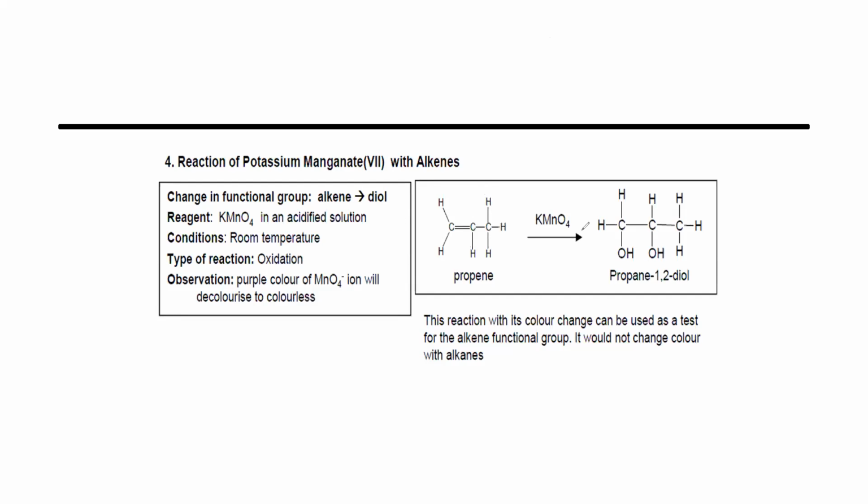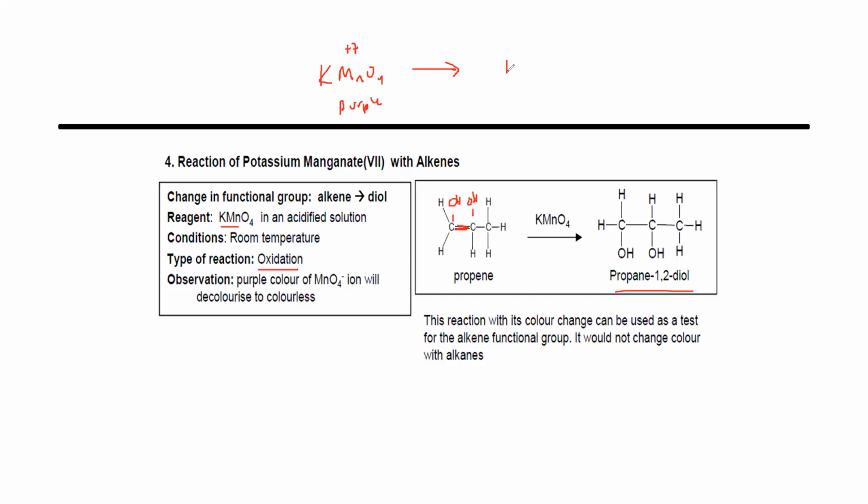So the 2 hydrogens are already there, the double bond will break and OH is added to the 2 carbons. So it will result in the formation of a diol. This reaction with acidified potassium manganate 7 can occur at room temperature, and the type of reaction is oxidation because it's addition of oxygen. And what we observe: in KMnO4, when we write the oxidation number, Mn is +7, and when Mn is +7, it is purple in color. If it is dilute, it will be pink, but originally it is purple.